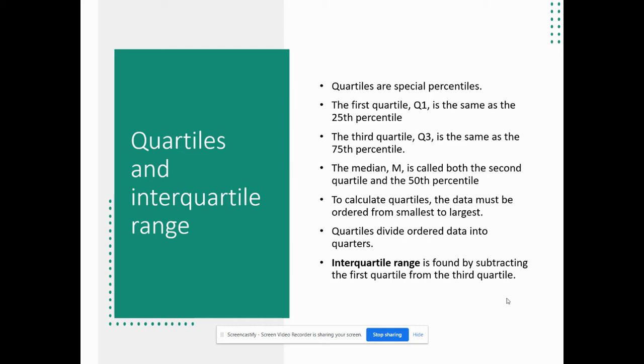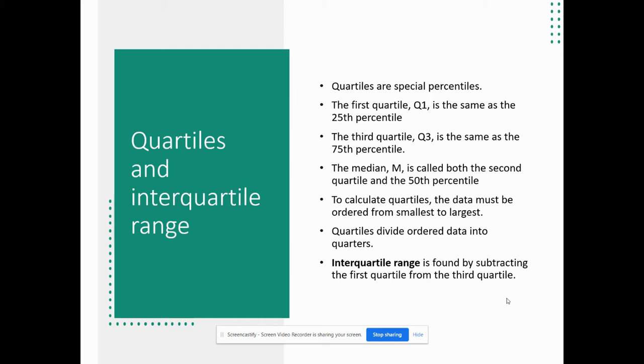Think about it, you have 4 quarters in a dollar, so you can have 25, 25, 25, and 25. The first quartile is the same as the 25th percentile. The third quartile is the same as the 75th percentile. And between those two is the median. Remember, we just talked about that. It's the middle of the data, with 50% of the data below it and 50% of the data above it.